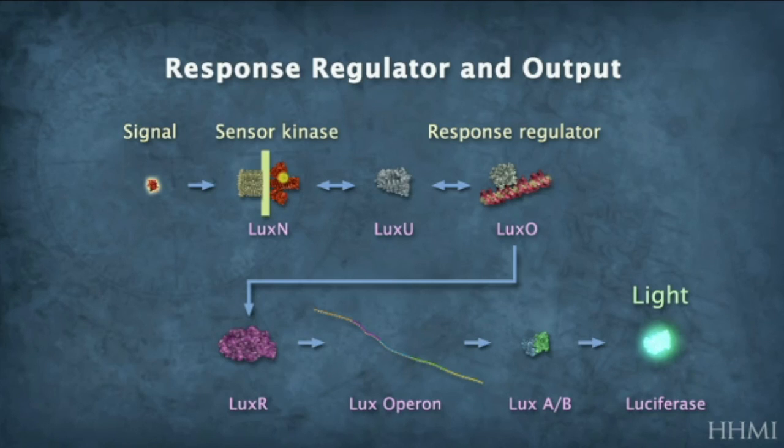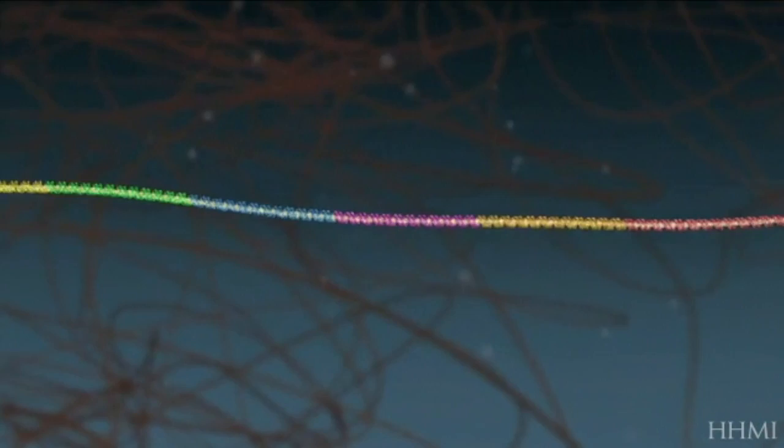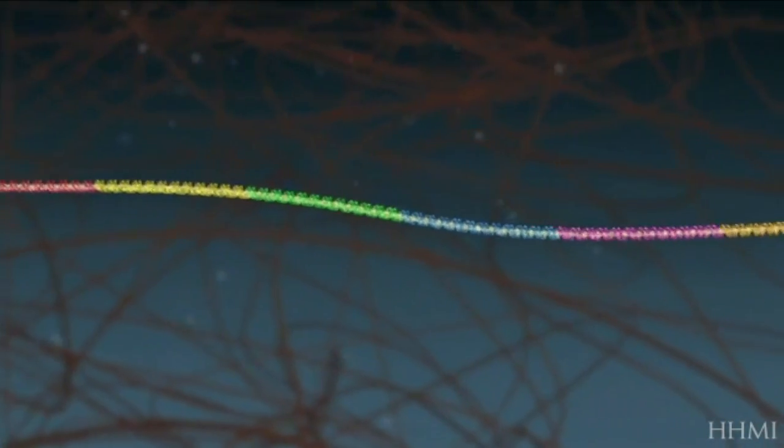In our case, the important one is the Lux or luciferase operon. So LuxR gets that transcribed and translated into luciferase, which is called LuxA and B, and the bacteria make light. So what you're seeing first, this is just DNA in the bacterial cell, and we've color-coded the genes.